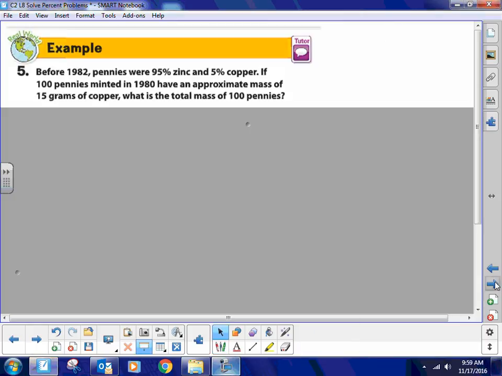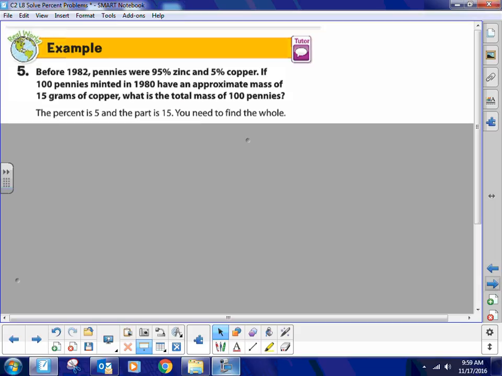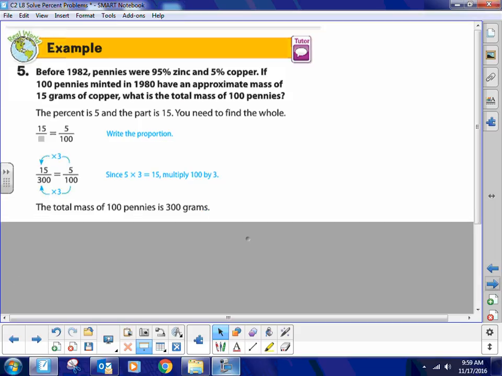All right. Before 1982, the pennies were 95% zinc and 5% copper. If 100 pennies minted in 1980 have an approximate mass of 15 grams of copper, what is the total mass of 100 pennies? Okay, oh boy, is that awful. Okay, now, what are we talking about? We're talking about copper. We're not talking about zinc. So wipe out the zinc. Let's ignore the zinc. This number has no meaning here.